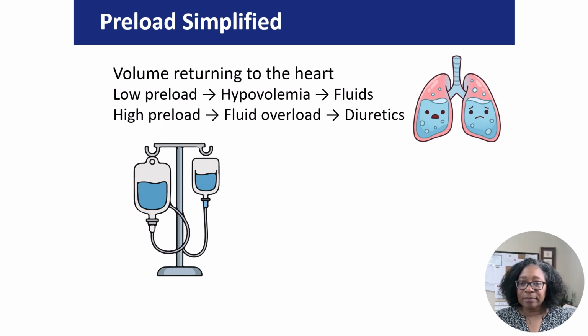So remember, low preload, meaning not enough blood returning to the heart, you're going to give volume. High preload, meaning there's too much going to the heart, you're going to see an order or receive an order to remove the volume, possibly through diuretics. Okay?